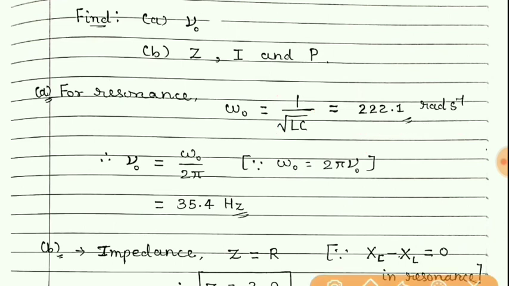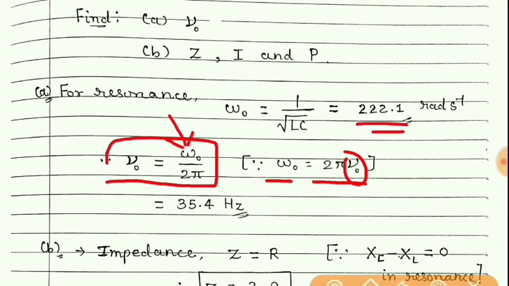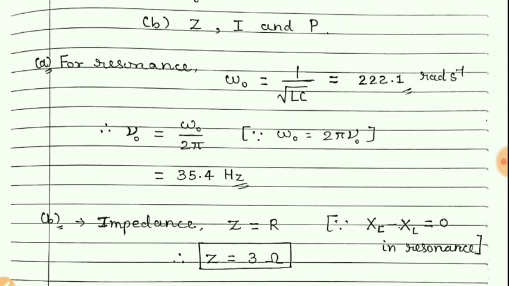Now we know that omega naught is equal to 2 pi nu naught. So to obtain this nu naught, we can write nu naught is equal to omega upon 2 pi. Omega we have obtained here, divide by 2 and value of pi, which is 3.14. So after calculating this, we will get nu naught is equal to 35.4 Hertz. So resonant frequency is 35.4 Hertz.